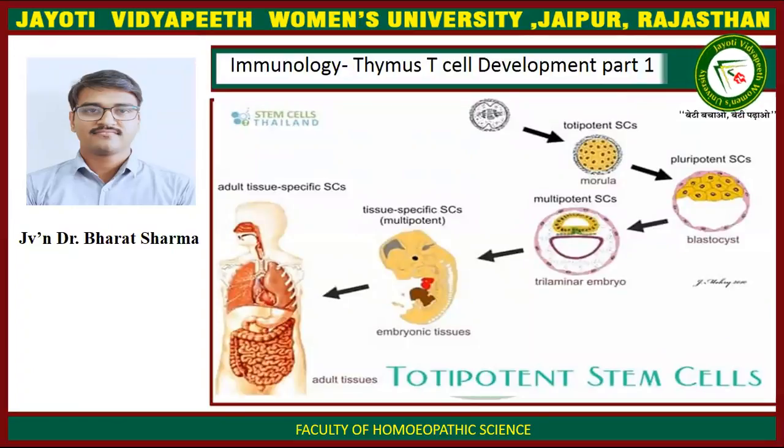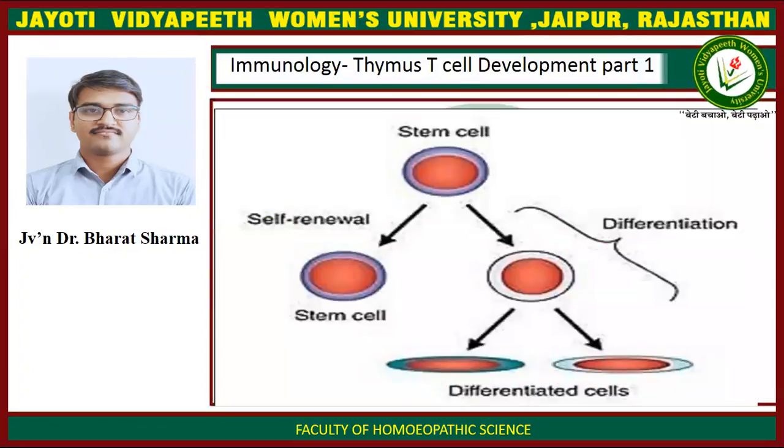A totipotent stem cell converts into pluripotent stem cells like blastocysts, then goes to multipotent stem cells like the trigeminal embryo, embryonic tissues, and adult specific tissues. A stem cell first divides into two parts; one part again develops into a stem cell, and differentiation of the bulk occurs after the first cells.